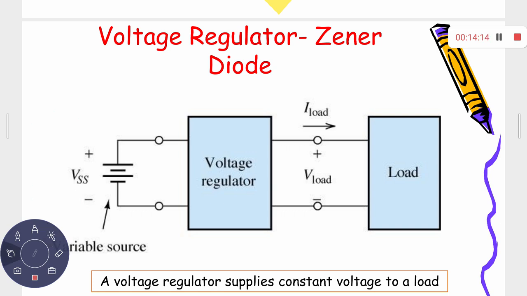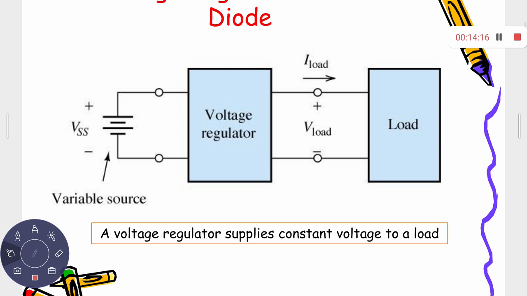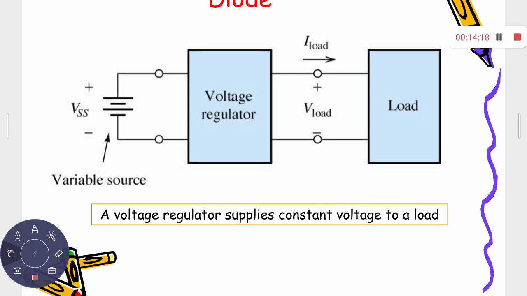So notionally, the idea behind the voltage regulator is that it should supply a constant voltage to a load. Constant voltage. You will see that there is some fluctuation, but you can simply neglect this one. Assume that it's a constant voltage. Constant, right? So how can I do that? Any idea? Any device? Zener diode. Any other answer?